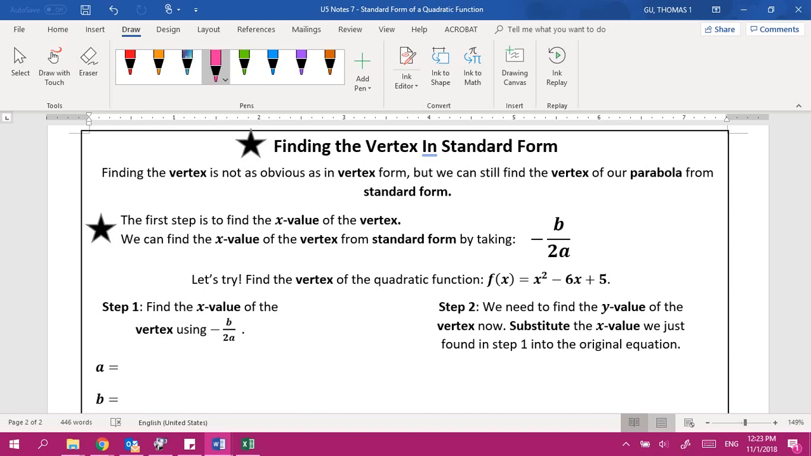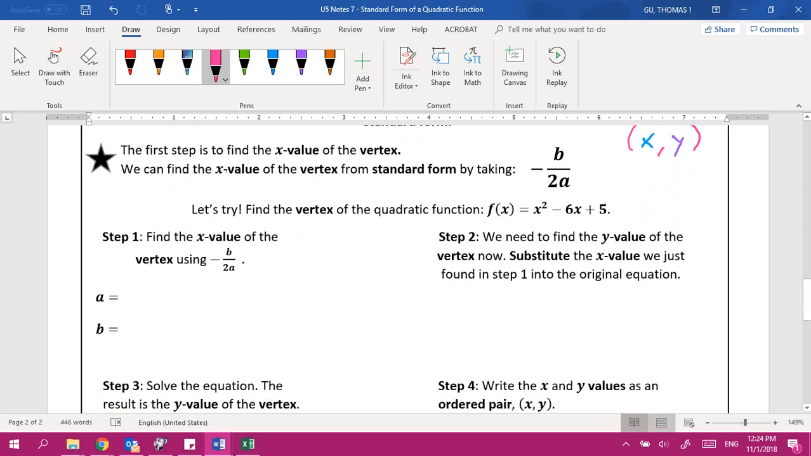So remember, a vertex is always in the form (x, y), because it's a point. When we're finding it in standard form, we're going to find the x value first, and after we find the x value, then we're going to find the y value. We can find the x value by using this formula, -b over 2a. So let's try with this example right here: f(x) = x squared minus 6x plus 5. The formula is -b over 2a.